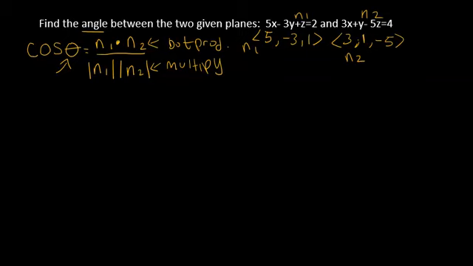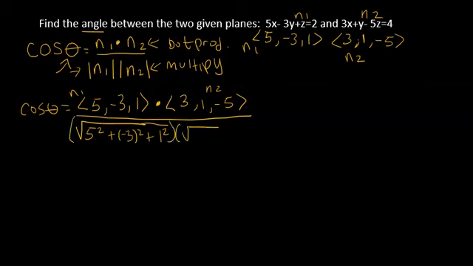You might be eligible to skip some steps after you see the layout here. I don't personally, just because it increases the opportunity for mistakes. So that's my dot, that's n1, here's n2. And now we're going to do magnitude. When you see this absolute value looking thing, you're going to use the square root. It's just going to be 5 squared plus -3 squared plus 1 squared, times the square root again. And we're going to do the same thing with the second one: 3 squared plus 1 squared plus -5 squared.